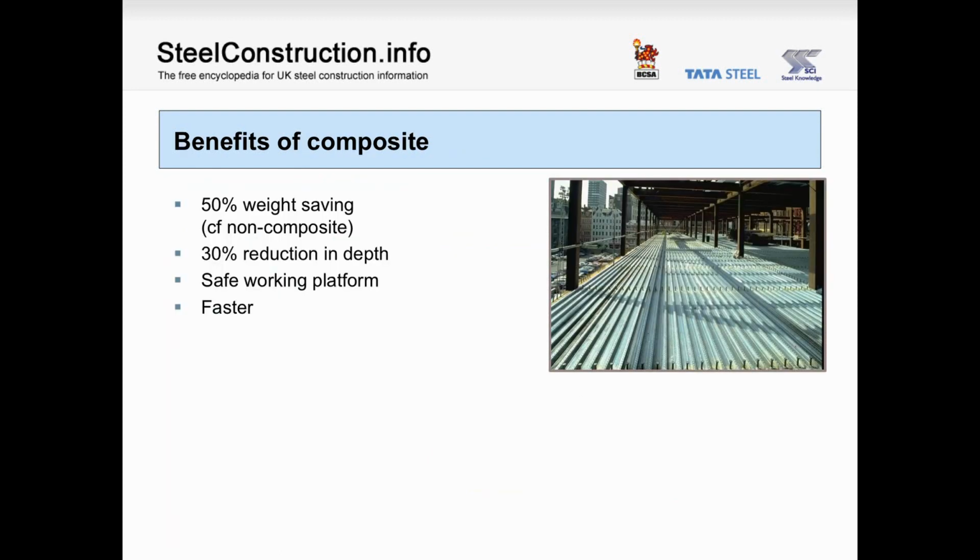Composite construction resulted in a 50% weight saving on the steelwork and a 30% reduction in floor depth compared to non-composite construction. Along with the health and safety implications of forming the safe working platform quickly and the much faster speed of construction, it's no surprise that the introduction of composite construction changed the market forever in multi-storey buildings.